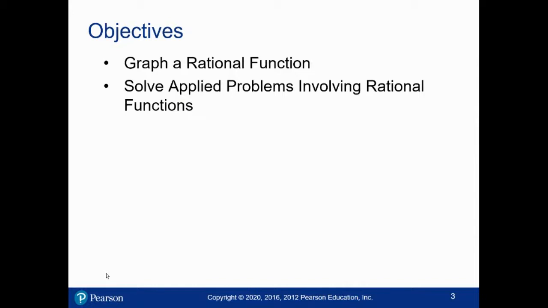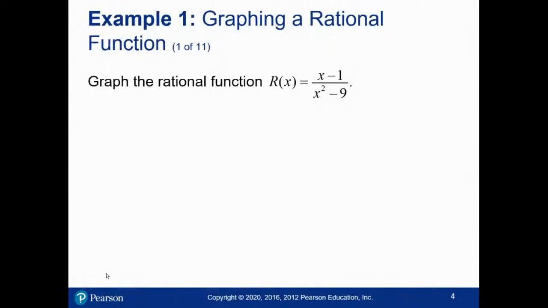Really what we're going to do, we're not really learning how to do anything new in this section. We're just going to combine a bunch of information we've already learned and see how to use it to draw graphs. So let's just jump right into an example.